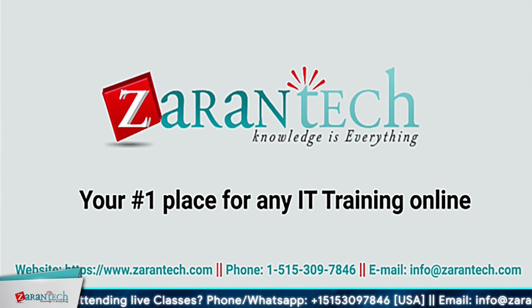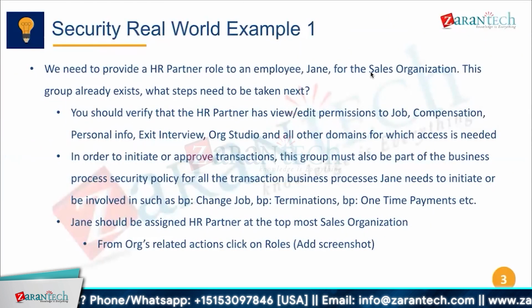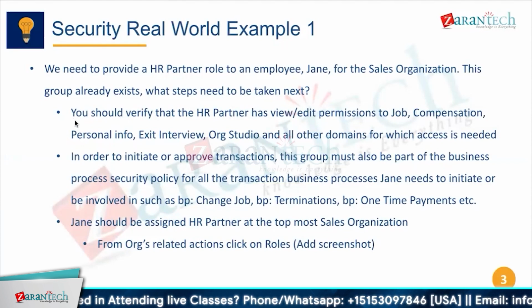So literally the solution is very straightforward, but you need to understand where you need to assign them. In this case, it's sales, like we assigned it at one of the Velvet organizations. But still, let's go through these bullet points. It says you should verify that the HR partner has view and edit permissions to job compensation, etc. So when we'll be creating our own group, we can definitely add those access. So that's not a problem.